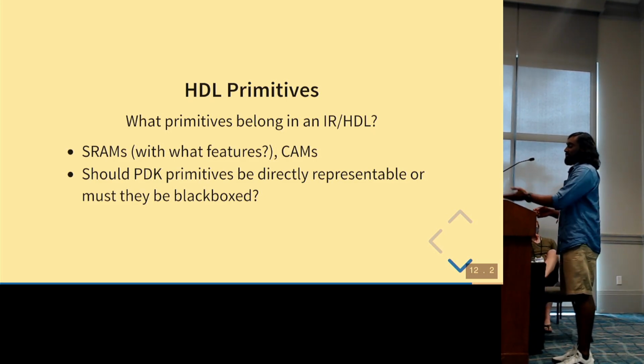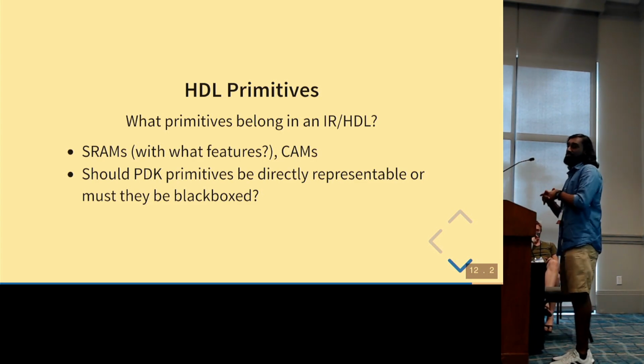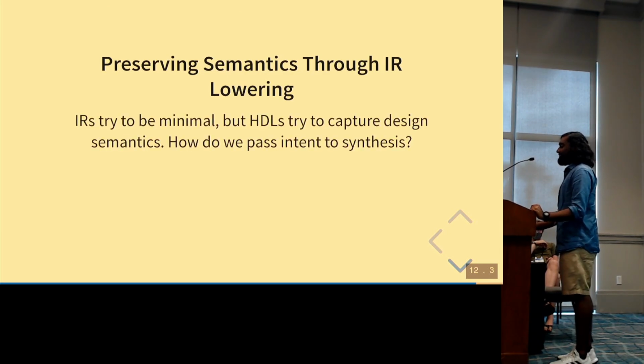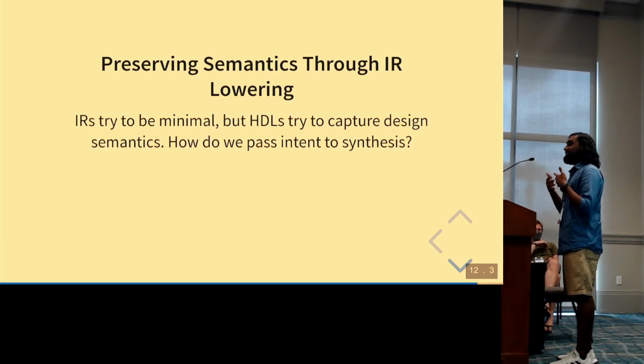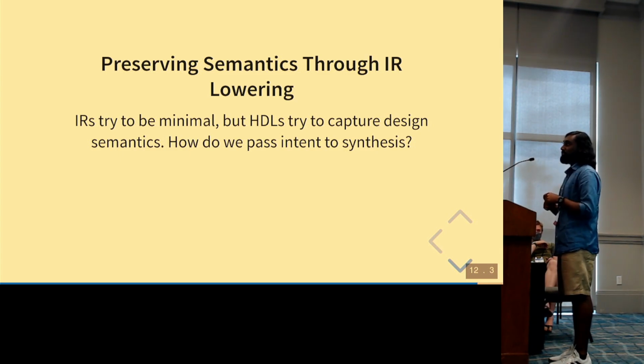And this also goes to the second question: should these PDK primitives be directly representable or should they be black boxed? I think right now the answer is they're black boxed, but maybe there's a better way to do this. The other issue here is that of preserving semantics through IR lowering. There's a contention here where IRs try to be minimal and have the minimum number of nodes and cases in them, but the HDLs try to capture the actual design semantics. How do we pass this intent all the way from the HDL level down to the synthesis tool without destroying it in the process of lowering?